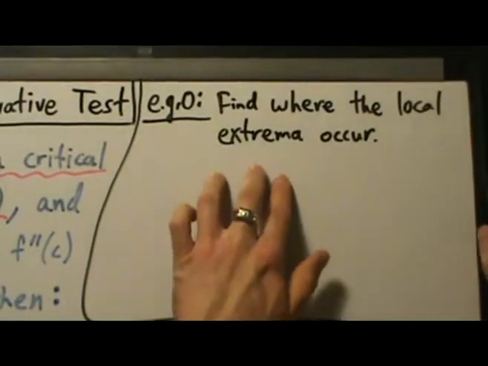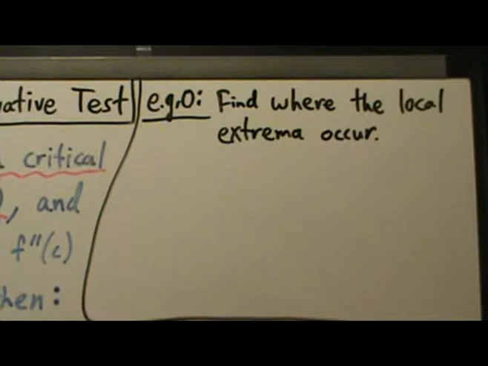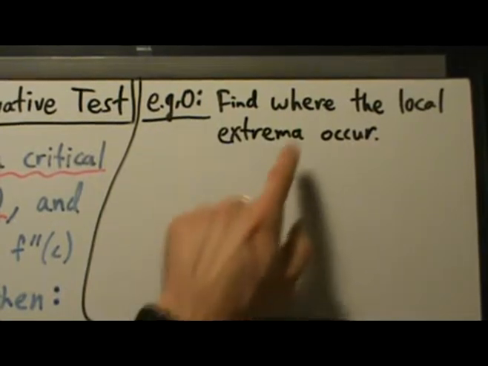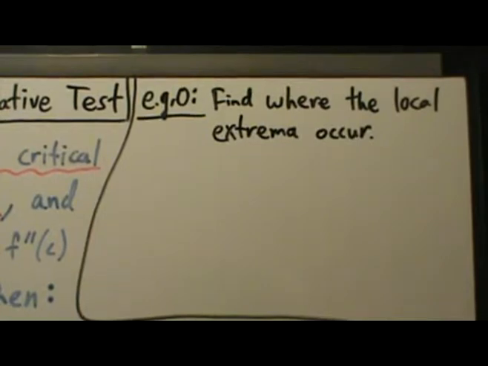And remember, extrema is just a fancy word for minimums and maximums. So what we want to do is find all the local mins and all the local maxes. We just want to know where they occur. Typically, you might be asked to find what the actual mins and maxes are, so you might want to give both the x and the y value.